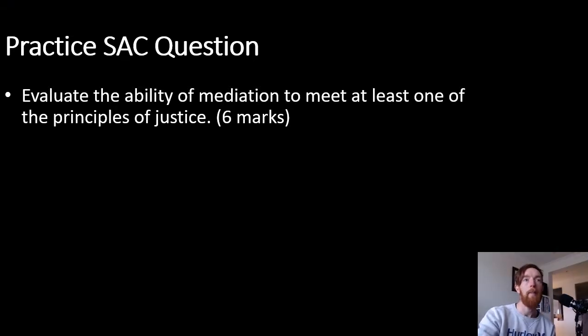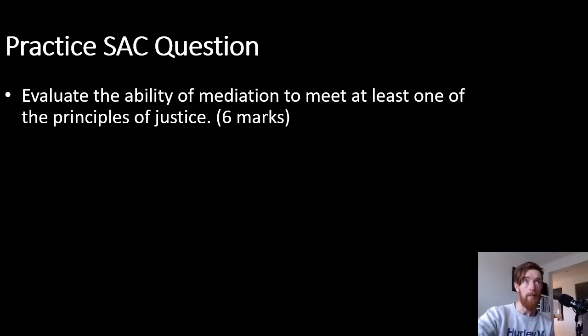So, evaluate the ability of mediation to achieve at least one principle of justice. Well, what could we talk about here? Well, we're going to be talking about strengths and weaknesses, and we could talk about really fairness. If we talked about fairness, we could talk about the fact that both parties should have the opportunity to present their case and have everything said.